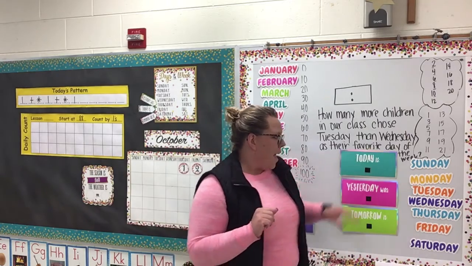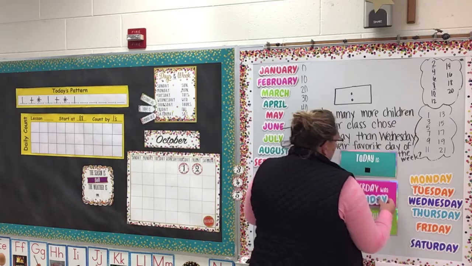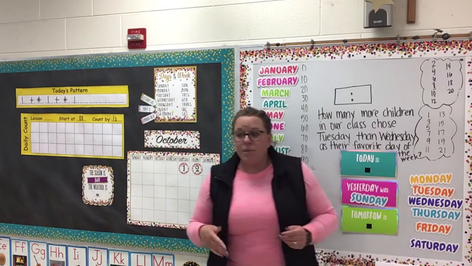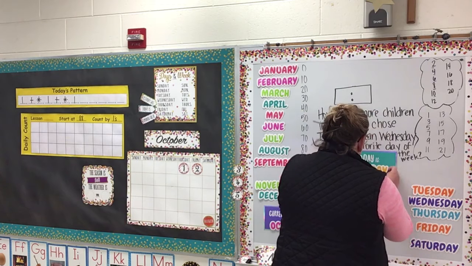So, what is today? Well, let's give you a hint. Yesterday was Sunday. If yesterday was Sunday, what is today? If yesterday was Sunday, today is Monday. And what does that make tomorrow? Tomorrow will be Tuesday, right?